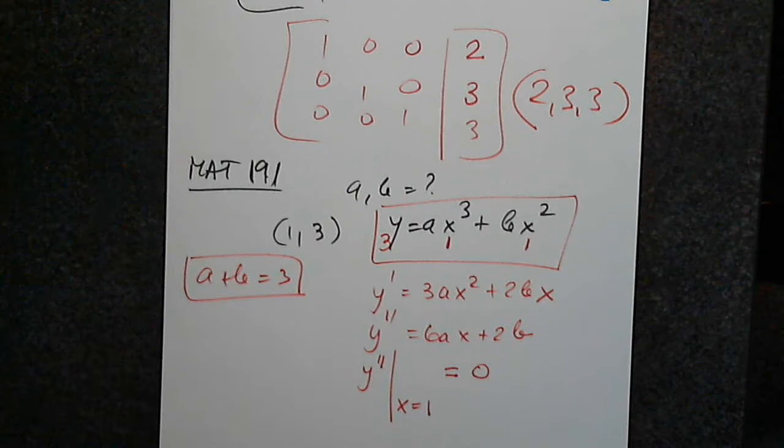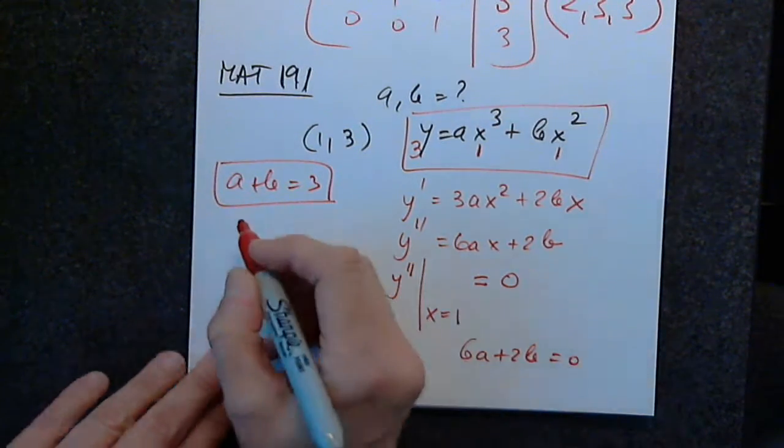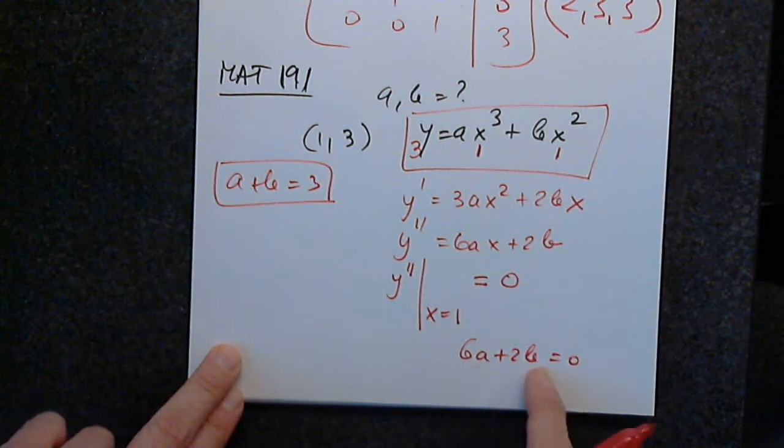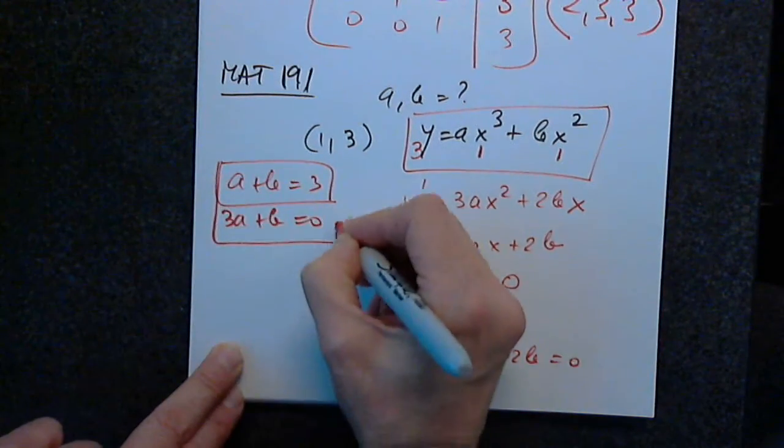Are you solving the second derivative for 0? I can't. I have a and b. Yeah, right. So I am told 1, 3 is the point of inflection, which means the second derivative at 1 must be 0. Must be 0, right? Correct. So 6a plus 2b equals 0. Exactly. And I'm going to divide both sides by 2. So 3a plus b equals 0, and this is my second equation.